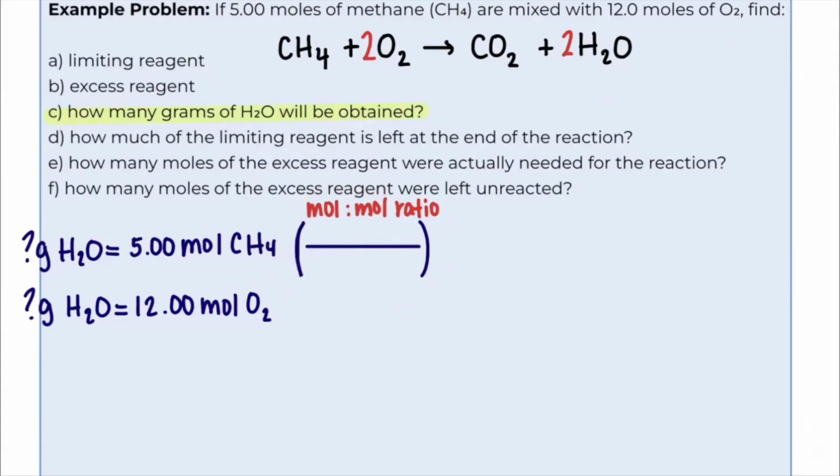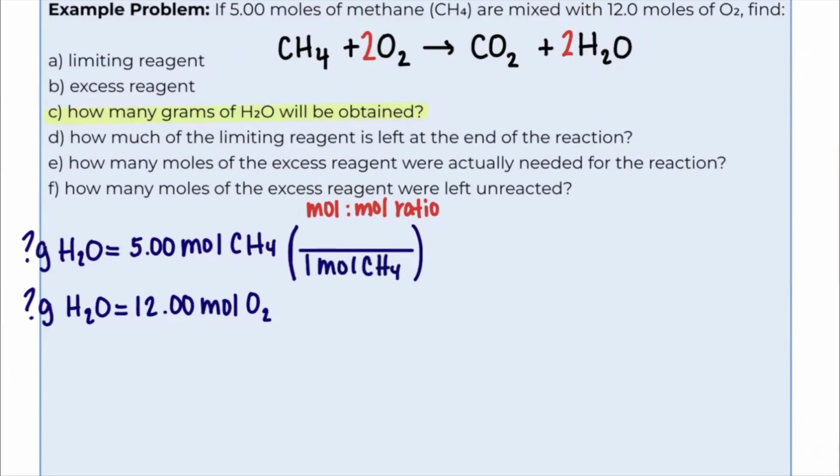So you go to the balanced chemical reaction, and I know that for every 1 mole of methane, you're going to produce 2 moles of water. We're going to place the 1 mole of methane at the bottom because you want to be able to cancel the moles of methane that the question stem gave you, right?